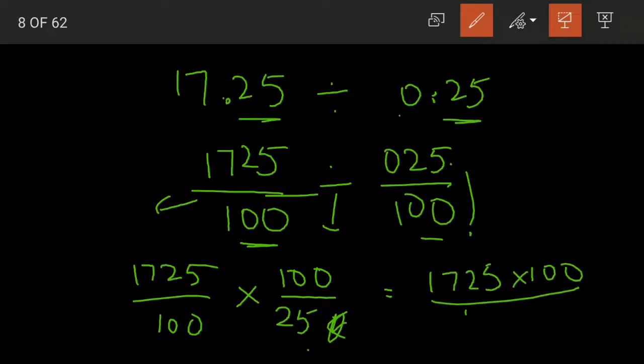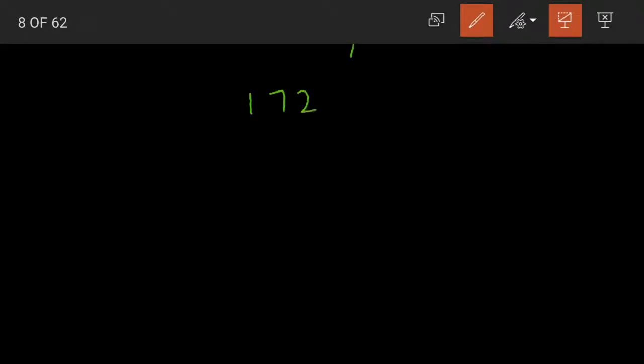Yes, it would be 1725 into 100 divided by 100 into 25. We have 100 ones are 100. Yes, both the hundreds get cancelled. Now what are we left with? 1725 divided by 25. This is what we are left with. Yes, so let us write the 25 table here.